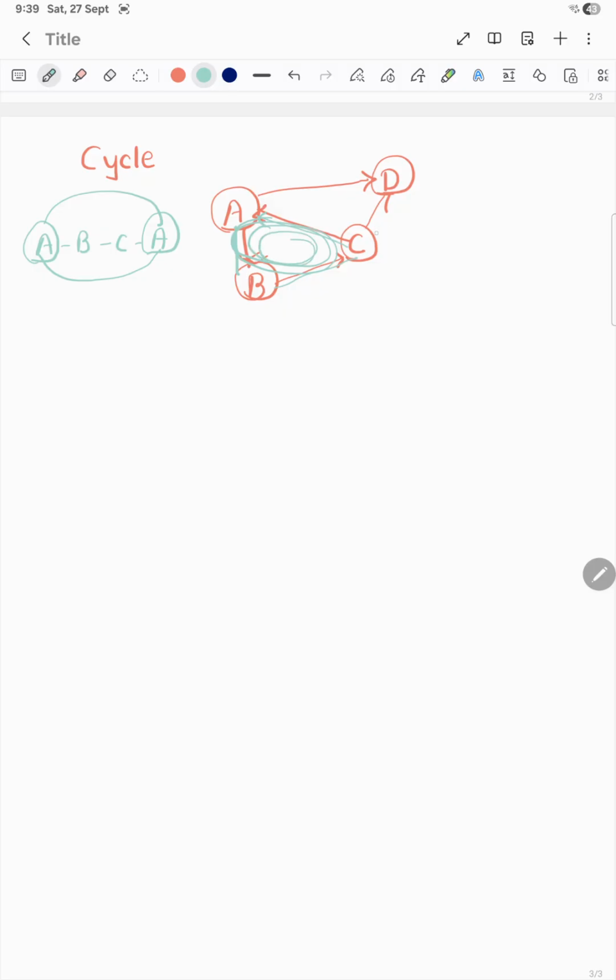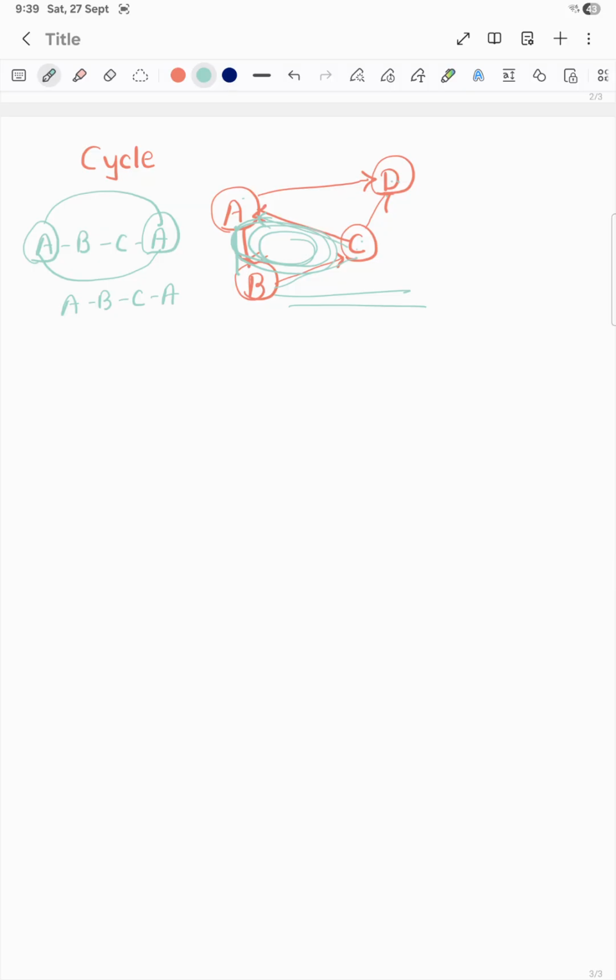For this one you cannot have a cycle. See, if I go from A to B, B to C, then C to D, I cannot go from D to A. So it doesn't contain any cycle, right? If I go from A to D, then I cannot go forward. So there is no cycle. But in this graph there is only one cycle, that is A to B, B to C and C to A. That's one cycle we are having, right?